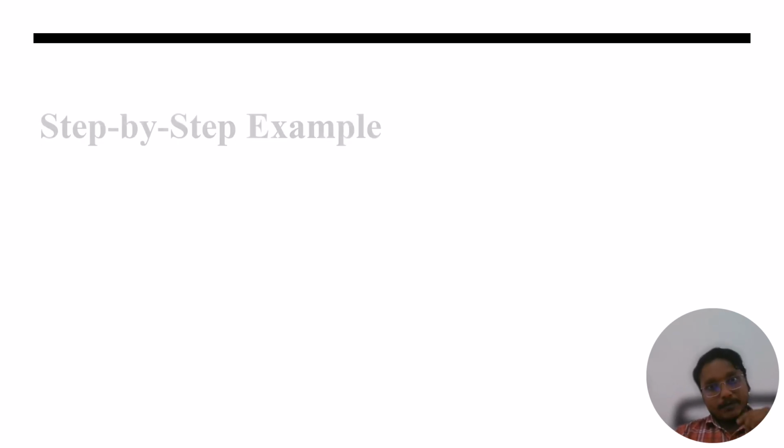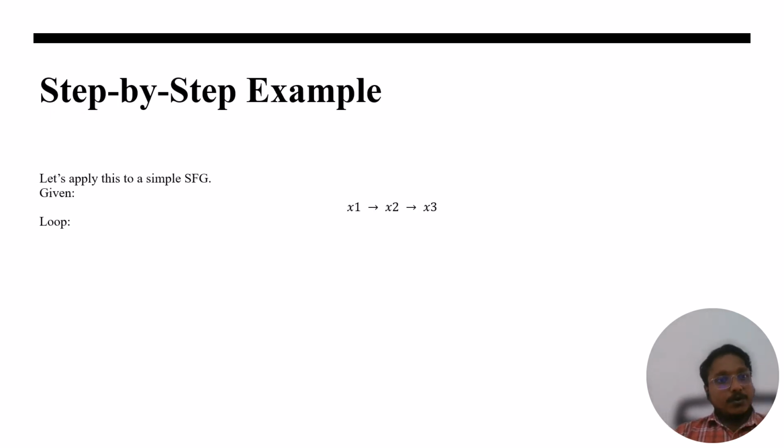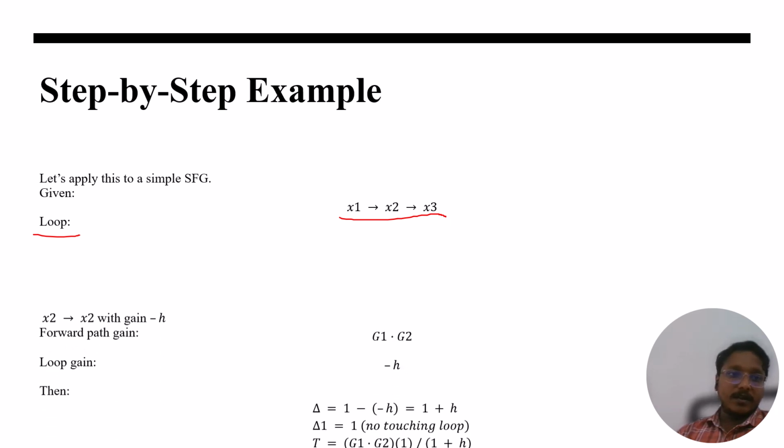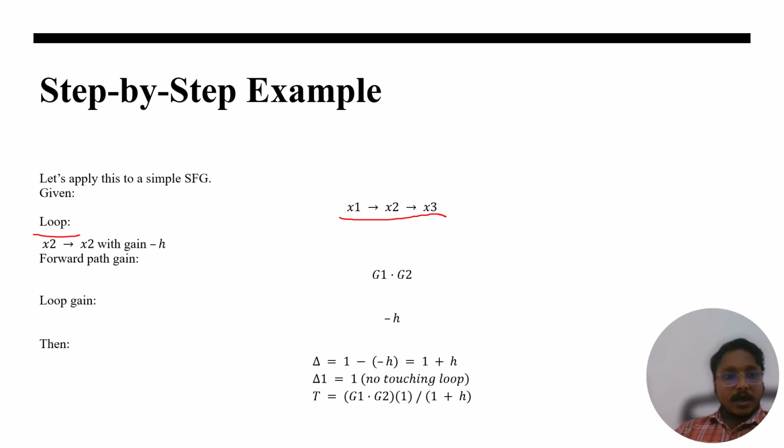Let's apply it to a simple SFG. It gives a simple block diagram presentation of the loop. We have a loop x1 to x2 to x3. Then x2 to x2 has a gain of minus h. The forward path gain is g1 g2, and the loop gain is again minus h, as already given there.